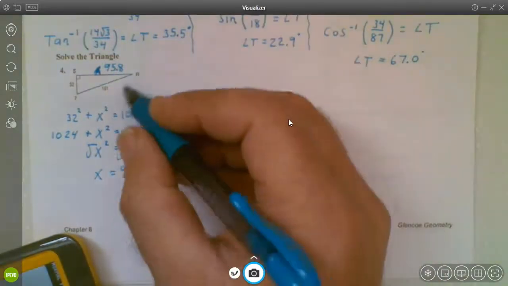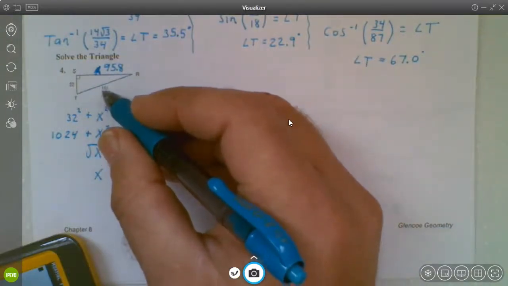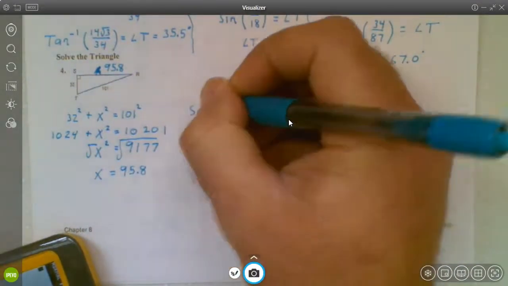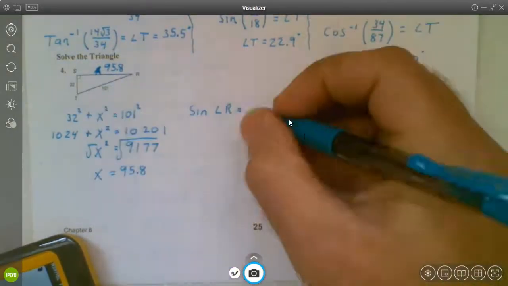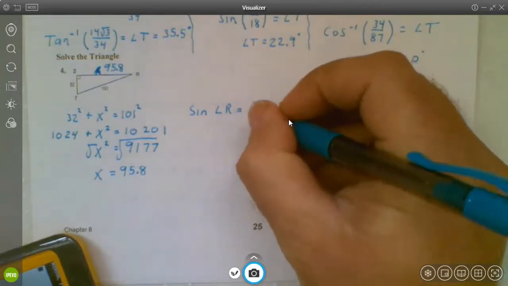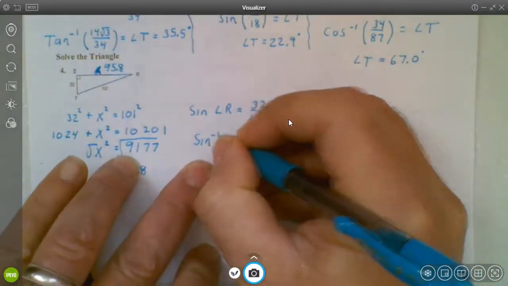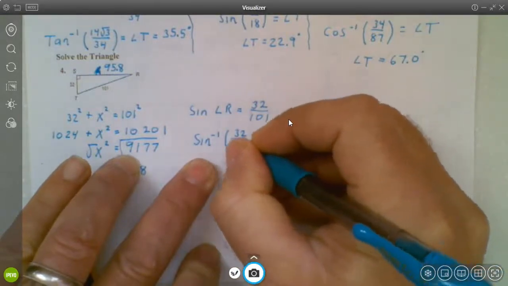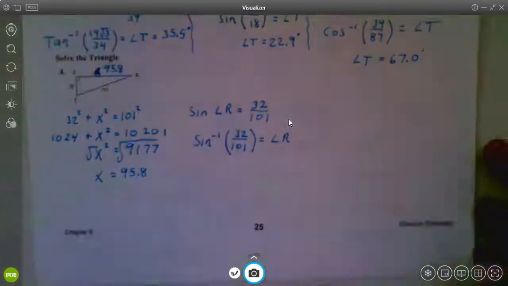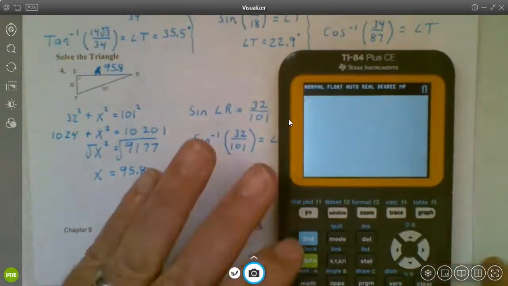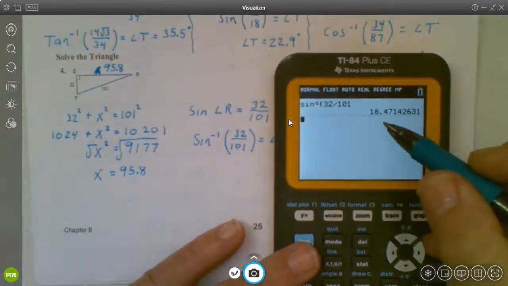So if I want to find angle r, I'm going to work with the opposite leg and the hypotenuse, which I now know is my sine function. So I know the sine of angle r is opposite over hypotenuse, so 32 over 101. So there's our setup. Because I am finding an angle, I know I need an inverse function in order to find angle r. So we can go in here. I'm going to do the inverse sine of 32 over 101. Comes out to be about 18.5 degrees.